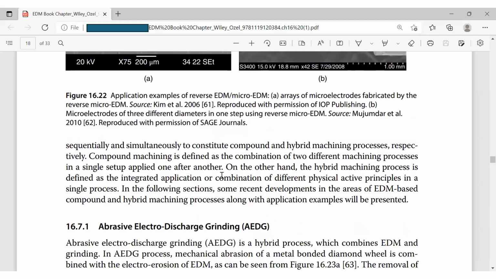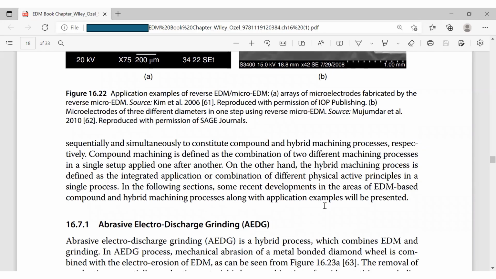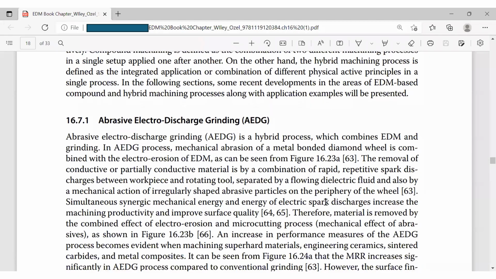In the following sections, some developments in the area of EDM-based compound and hybrid machining processes, along with application materials, will be presented. Any questions so far? I'm going to stop now. So today we have talked about 8 different categories of EDM.